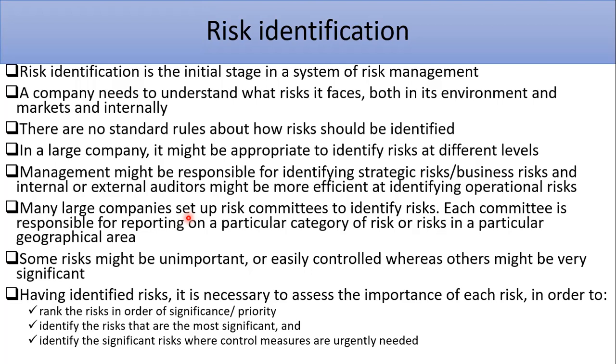Now, management might be responsible for identifying strategic risk or business risk for the company. But within the organization, internal auditors or even external auditors may be more efficient at identifying operational risk. They may then suggest suitable internal control measures to mitigate these risks. So senior management can focus on business risk and strategic risk, while the internal risk, which includes the internal control risk, should be identified by the internal and external auditors.